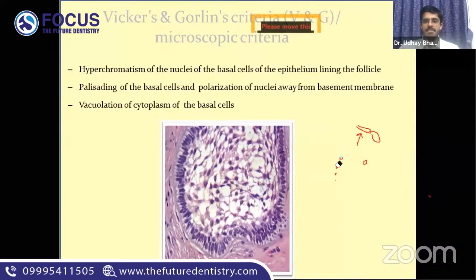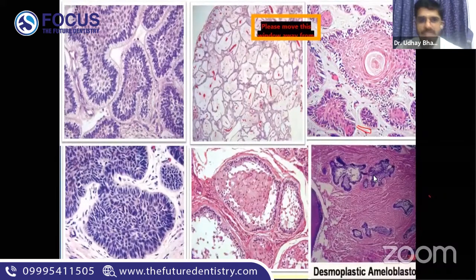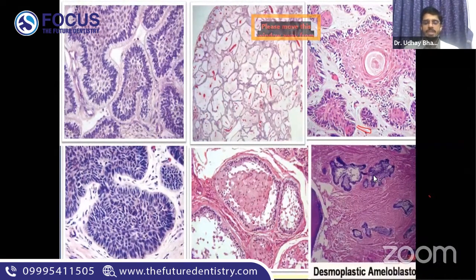Okay, so let's move on. Now we come to the histological subtypes. So there are 6 distinct histological subtypes. Among these, the most important one, which is the prototype for ameloblastoma histologically, is this first diagram. This is called a follicular ameloblastoma. So you will have large follicles like this. This is one follicle. This is another follicle.